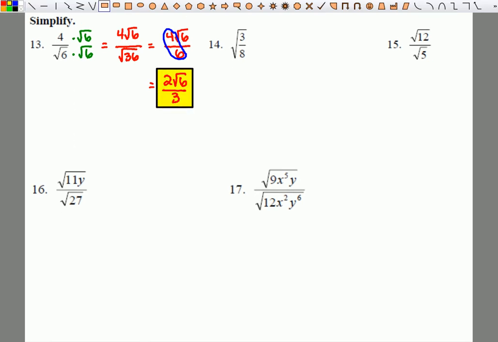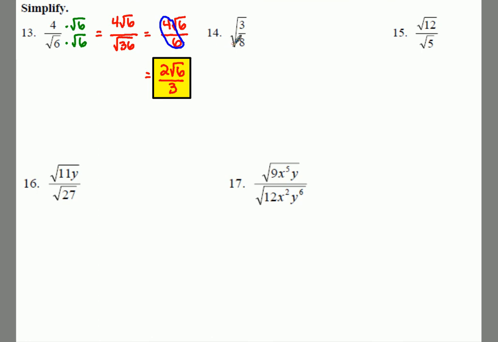So let's try the same thing on 14. Now 14 looks a little different than 13 just because you only had one square root on 13. Here on 14, we can rewrite this. So we have a square root of 3 on top and a square root of 8. So we can split it up into two square roots. So we're going to multiply top and bottom by a radical 8. And when we multiply those across, you can take 3 times 8. That'll give you a radical 24. And on the bottom, you get square root of 8 times square root of 8 is a square root of 64, or just an 8.